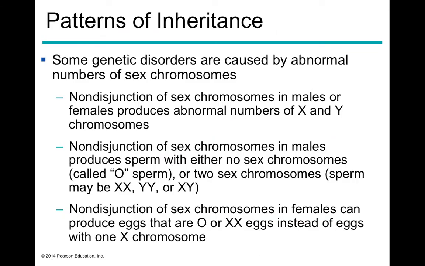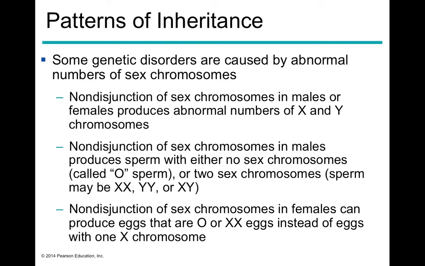Now, if we end up with non-disjunction of our sex chromosomes, we can produce abnormal numbers of X and Y chromosomes. And these are interesting because these are generally going to be viable. As long as you have one X, it's generally going to be viable. Why is that? Well, if we have extra X's, we tend to shut them down the same way we do our secondary X. So if we have 2 X's, like normal for females, one's always shut down anyway. But if we have 3 X's, for some reason 2 shut down, and 4 X's, 3 shut down. So it seems to be pretty well tolerated to have extra X's.